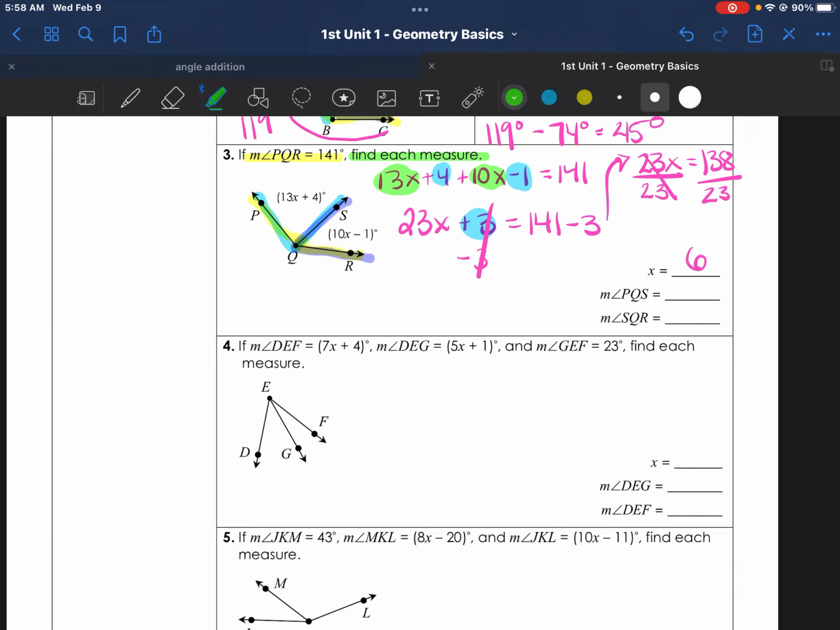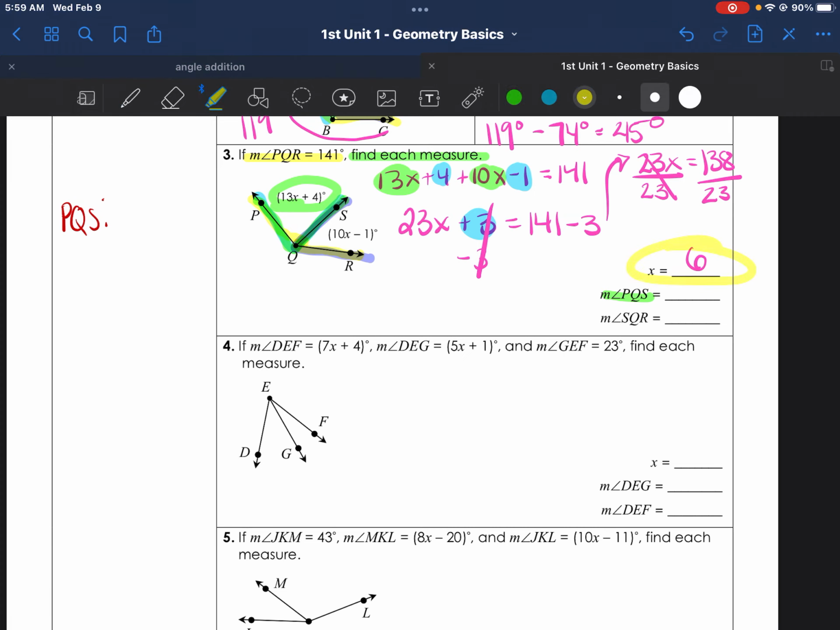So, angle PQS, which is this angle right here, because it's between P, Q, and S. So that's the equation I'm looking at. How am I going to solve that? Simple. For PQS, wherever I see X, I'm going to plug in 6, which is this value right here.